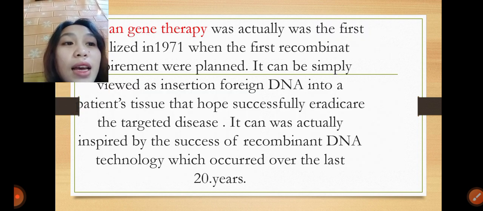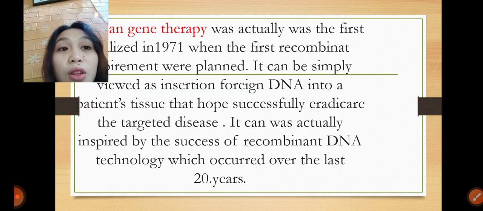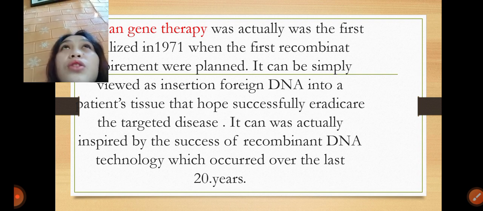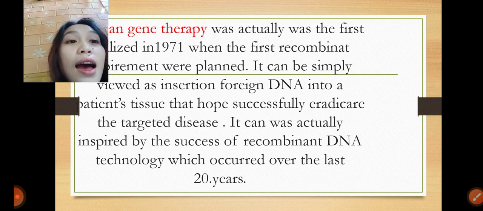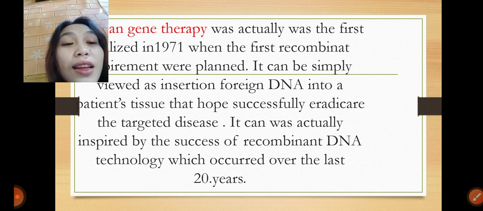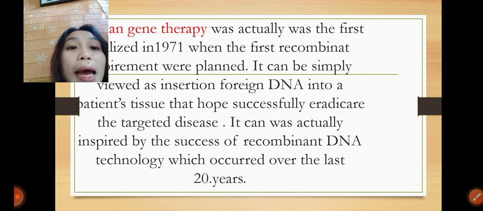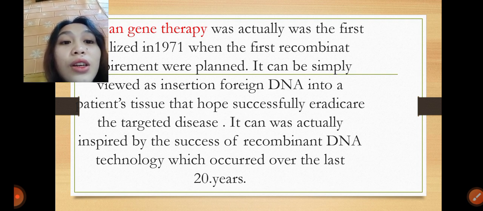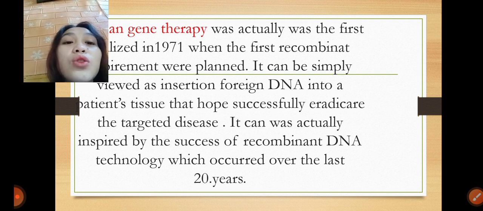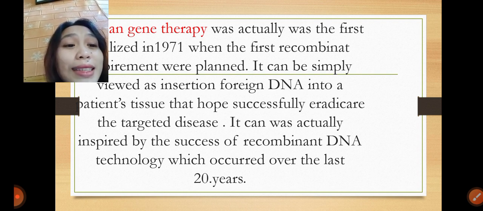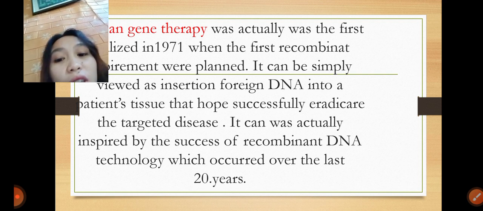Human gene therapy, what is human gene therapy? It was first realized in 1971 when the first recombinant experiment was planned. It can be simply viewed as insertion of foreign DNA into patient tissues in the hope of successfully eradicating the targeted disease. It was actually inspired by the success of recombinant DNA technology which occurred over the last 20 years.